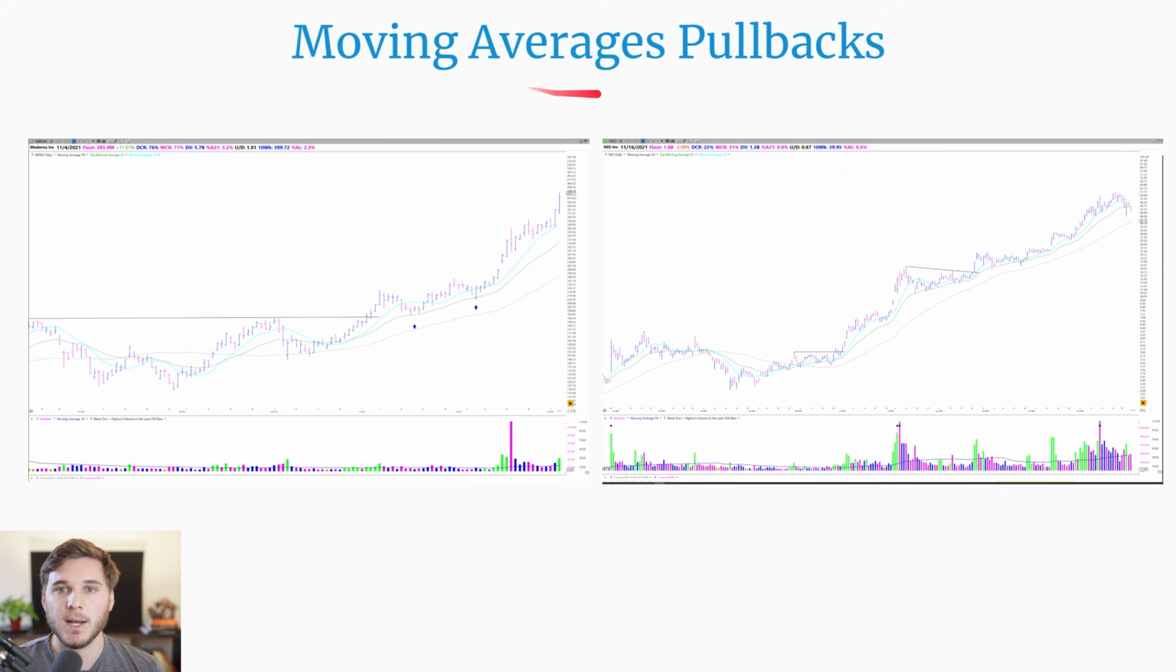So moving on, we've got another potential area of support, moving averages. And for this, what we like to use is the 50-day moving average, the 65 exponential moving average, as well as the 23 exponential and 21-day simple. And I've also got the 10-day simple highlighted in blue.